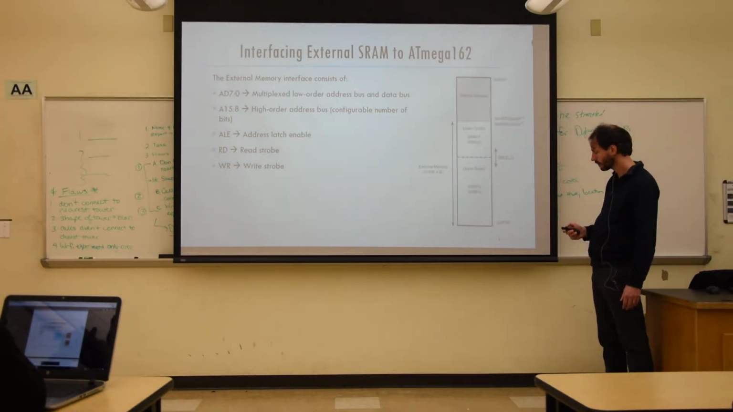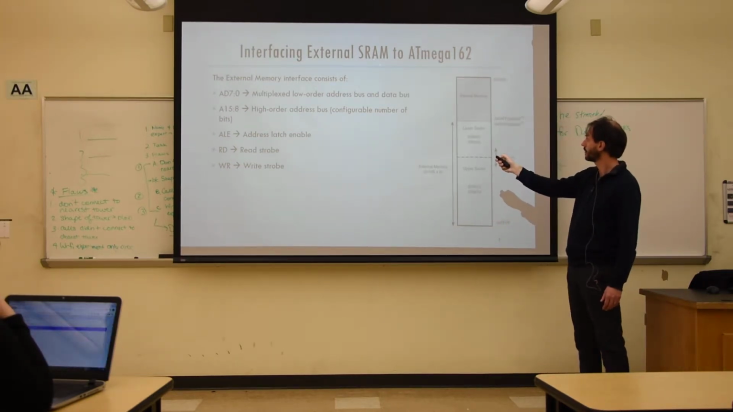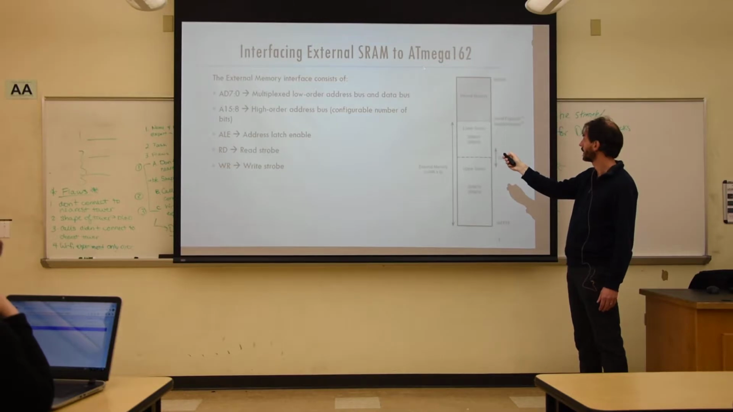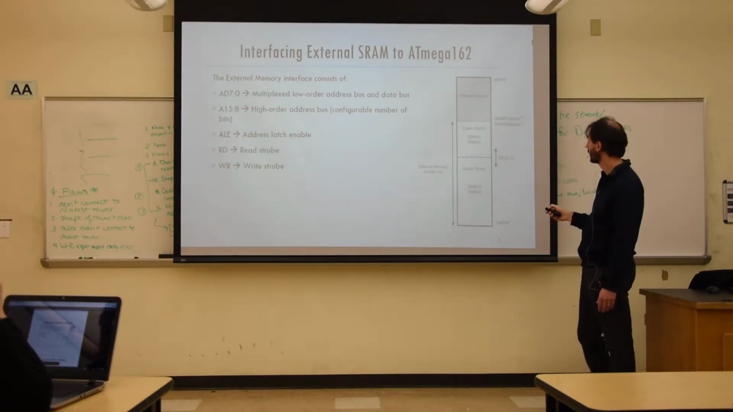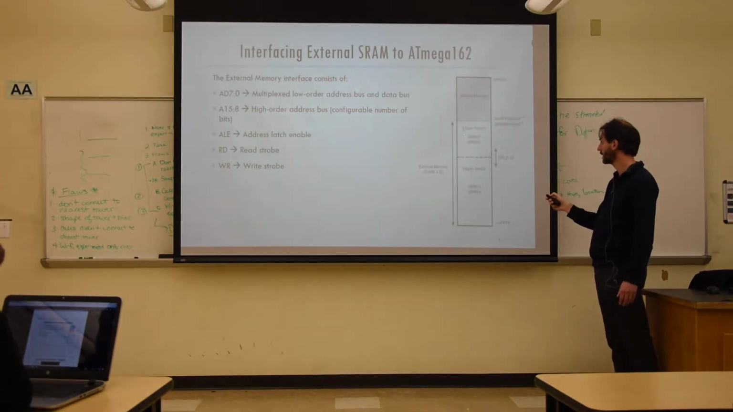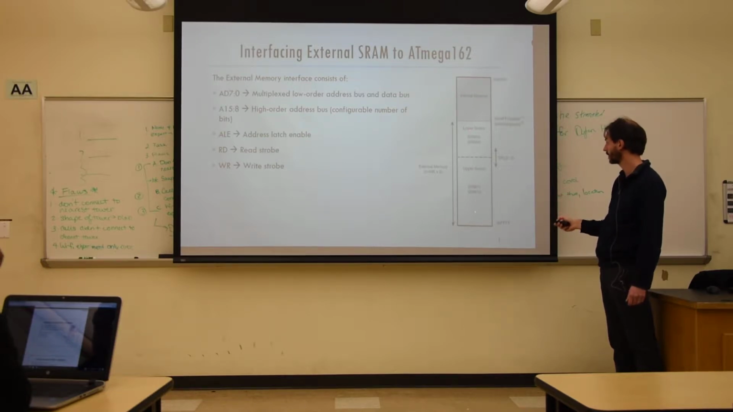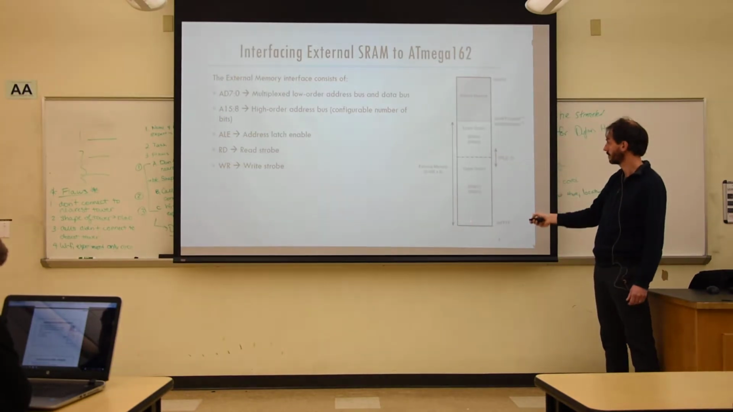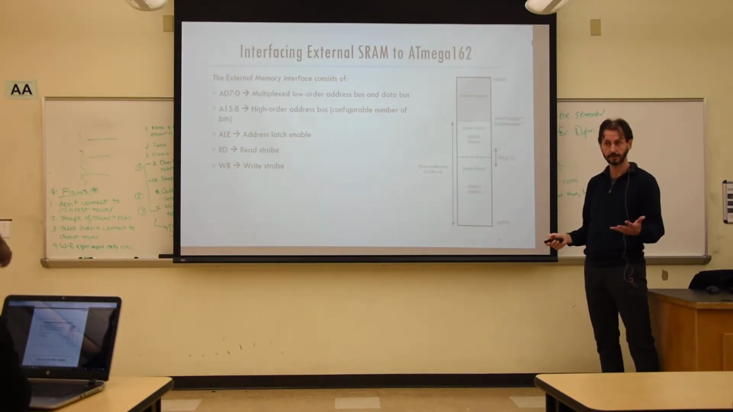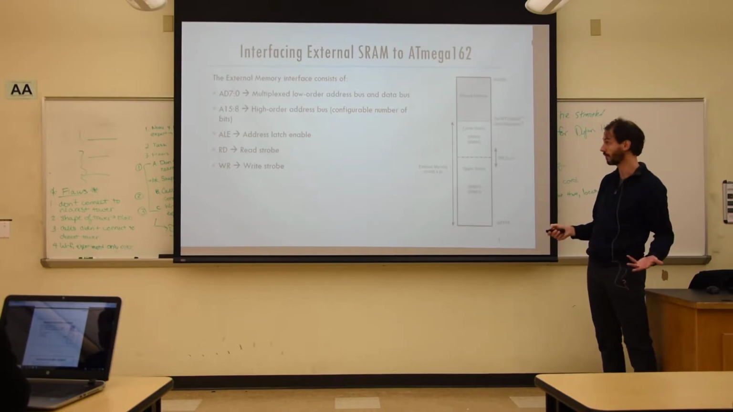So if you come to interface external SRAM to the ATmega, we are going to keep some internal memory separate. That's how we usually do it. We have a bunch of lower and upper sectors and so forth. But the point is that you need to address this memory. So you have address lines. And you also want to write data to the memory or read data from it.